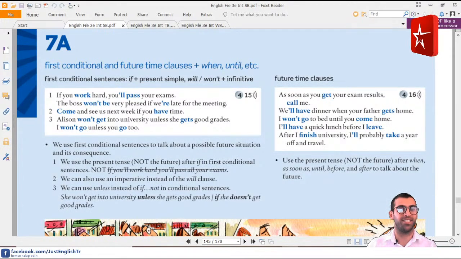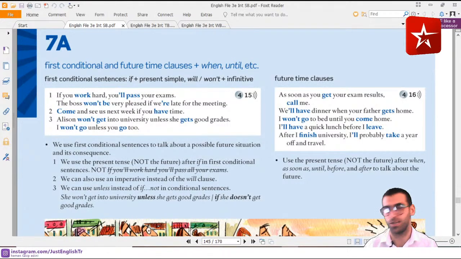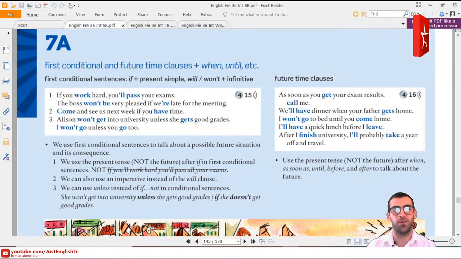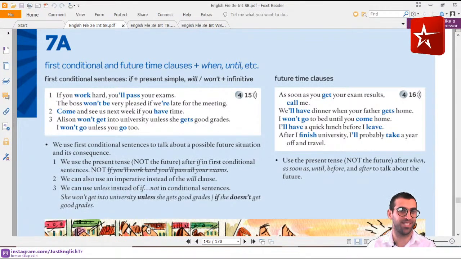I am Nijat, I am here again, and in today's lesson we will be talking about first conditional and future time clauses. And I think this is one of the fantastic topics that you have been looking forward to learning as soon as possible. So, first conditional and future time clauses.